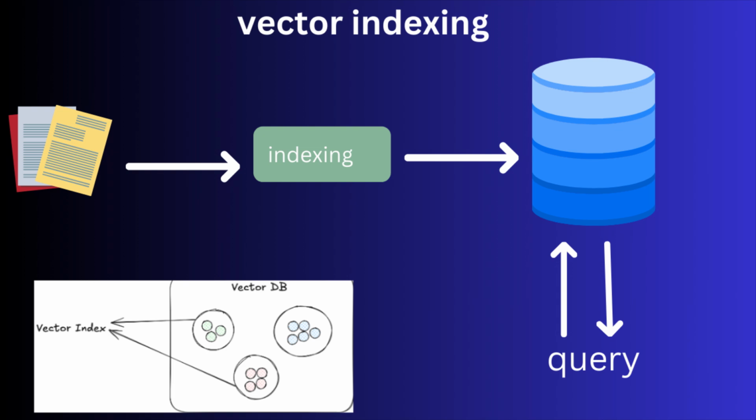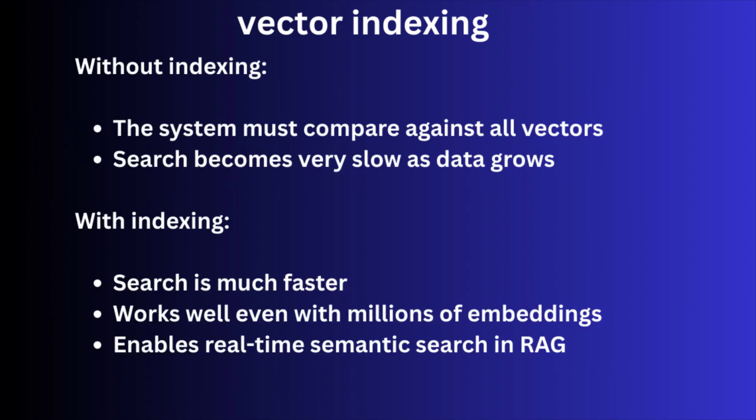Indexing makes documents easy to retrieve. Instead of comparing a query embedding with every stored embedding, an index helps the system find the closest ones fast. Without indexing, the system must compare against all vectors. Search becomes very slow as data grows. With indexing, search is much faster, works well even with millions of embeddings, and enables real-time semantic search in RAG. Indexing makes semantic search fast and scalable, which is essential for production RAG systems. Normal DB indexing helps you quickly find the right rows. RAG indexing helps you quickly find the right meanings. That is the whole idea.